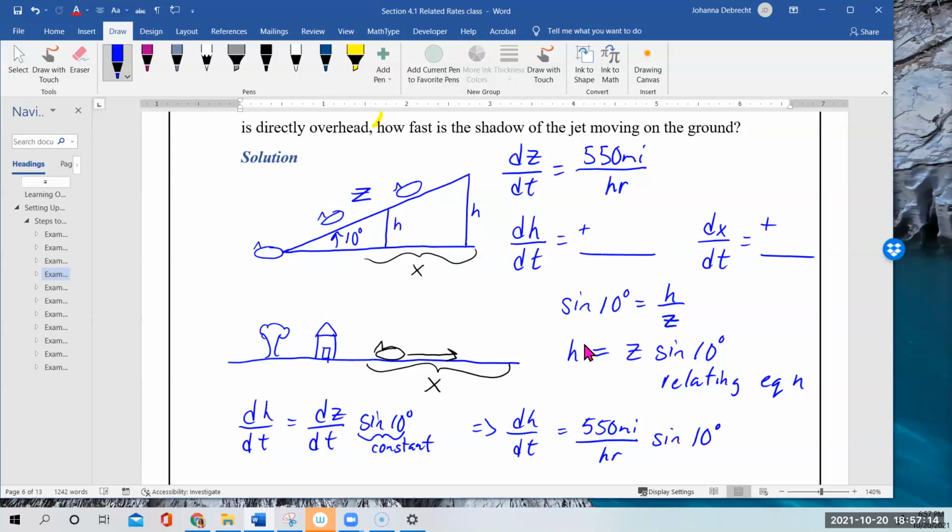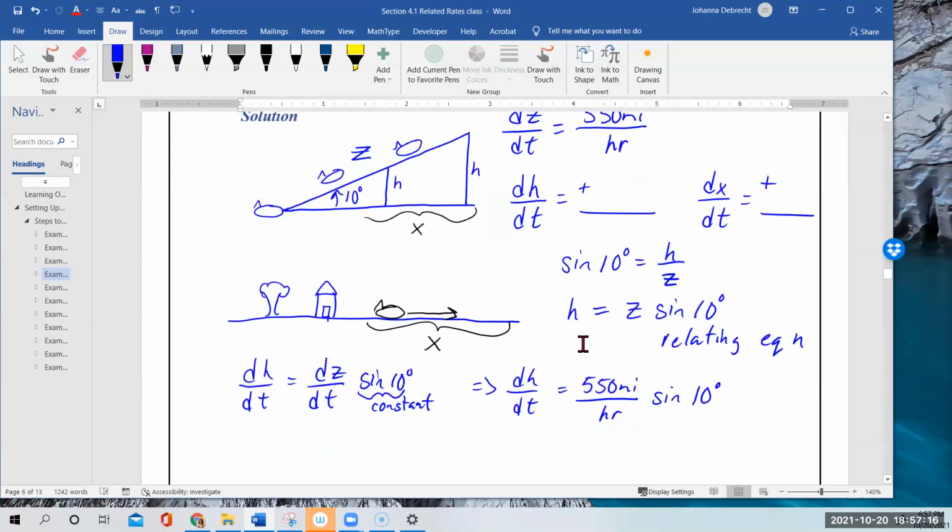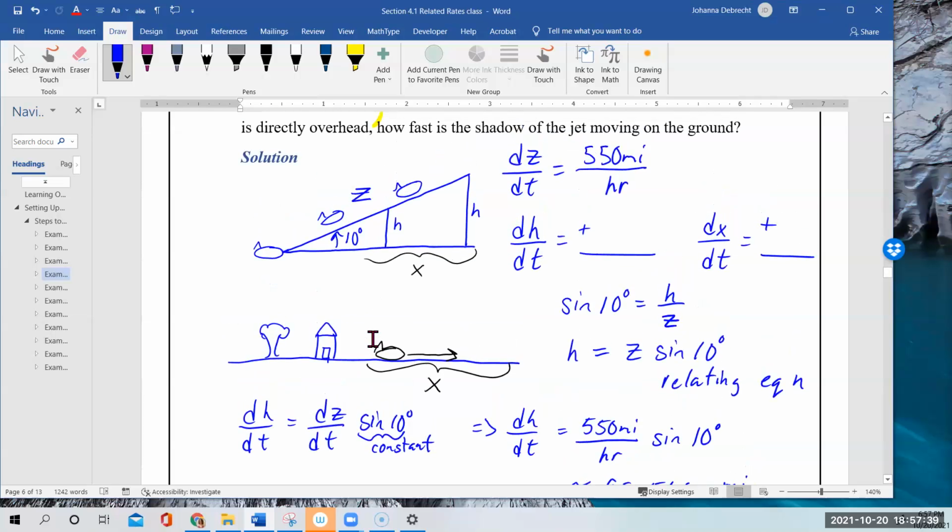When I do the computation, I end up with approximately 95.5065 miles per hour. This is the answer for the first part, which is how much was the altitude changing with respect to time. Now we want to consider the second part, which is how fast is the shadow moving along the ground. To do that, I need to relate what I was given, x, to either h or z.